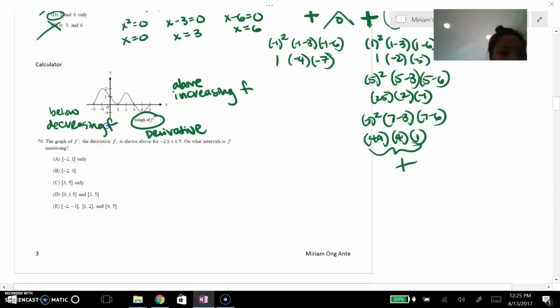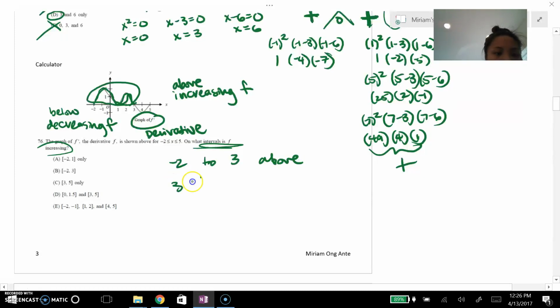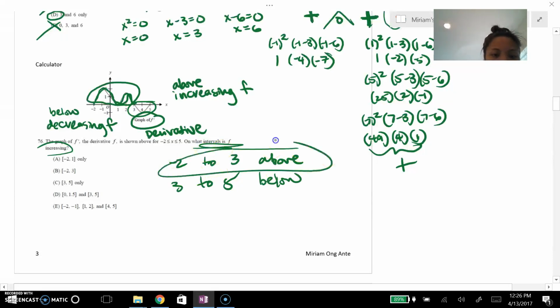Okay, so it's asking what intervals is f increasing? Well, we have to see where it's above the x-axis. So that's from -2, still above, still above, still above, to 3. Okay? So from -2 to 3, I'm above. And from 3 to 5, which is down here, I'm below. Which one here is increasing? -2 to 3 is increasing. So I'm going to choose the answer with -2 to 3.